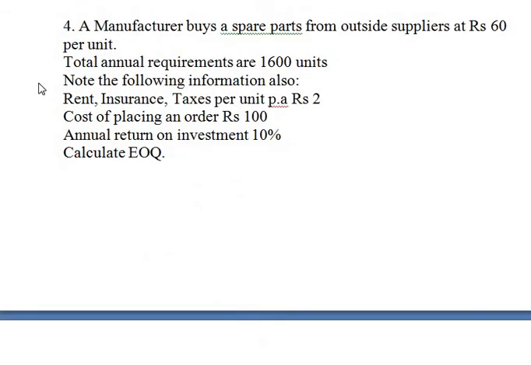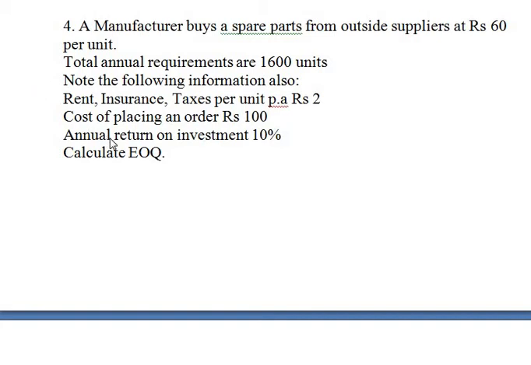We will solve another problem. A manufacturer buys spare parts from outside suppliers at rupees 60 per unit. Total annual requirements are 1600 units. Note the following information also. Rent, insurance, taxes per unit per annum rupees 2. Cost of placing an order rupees 100. Annual return on investment 10%. Calculate EOQ.